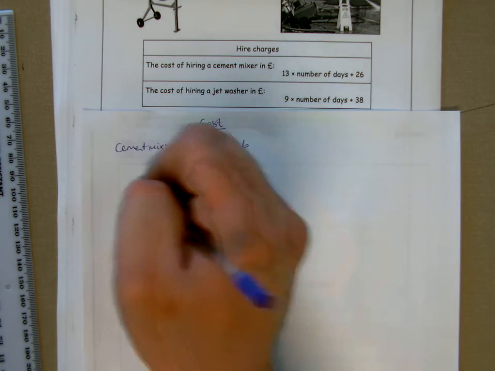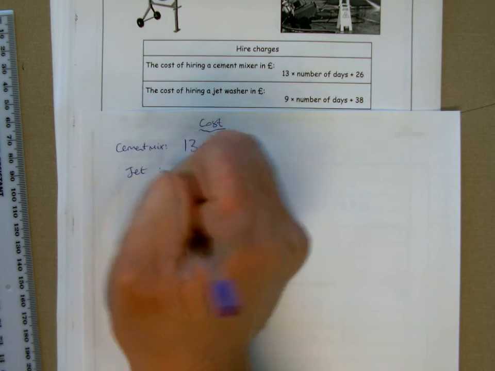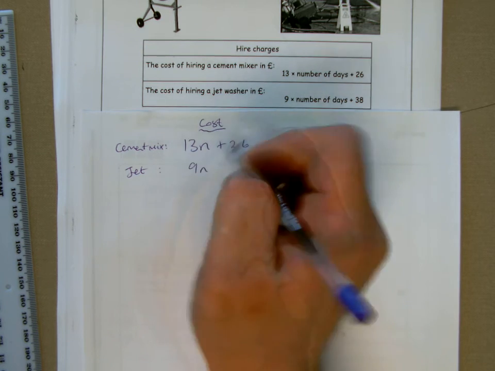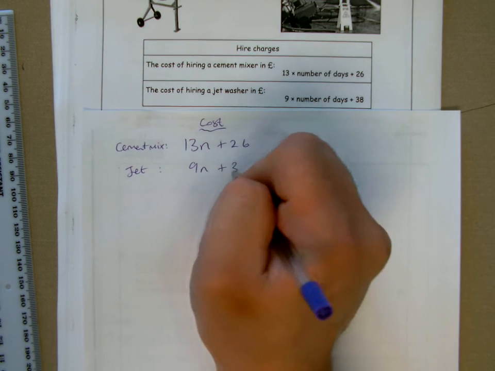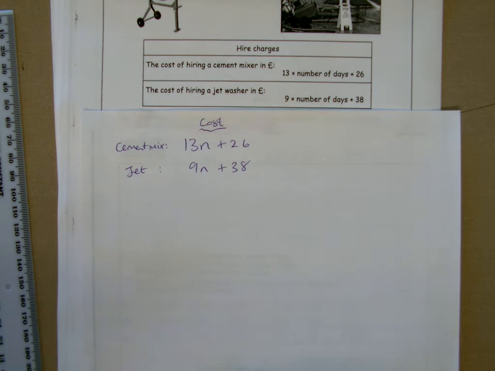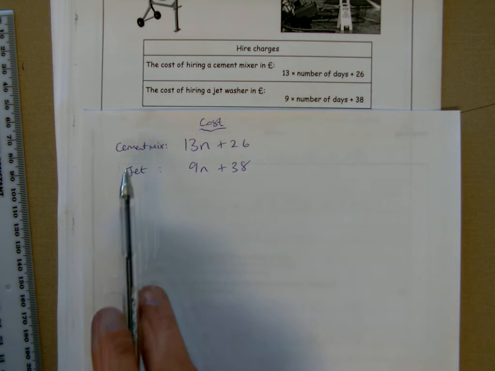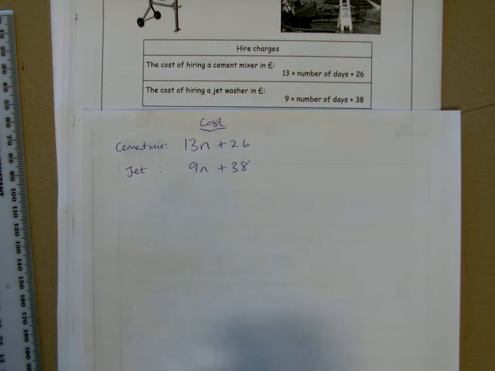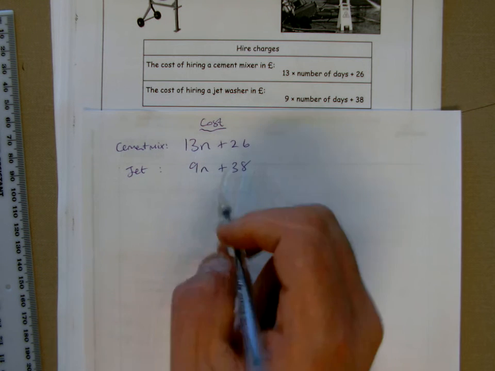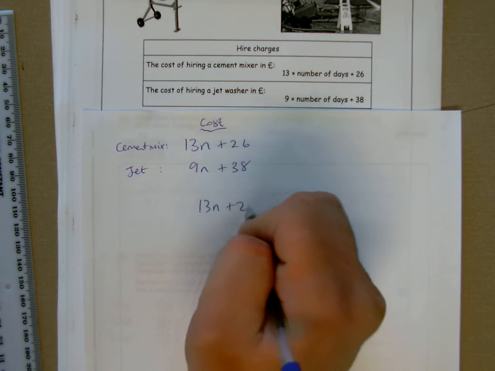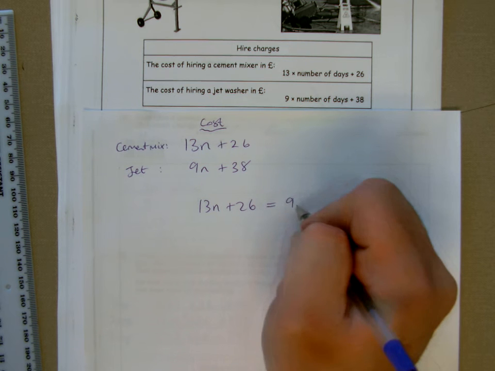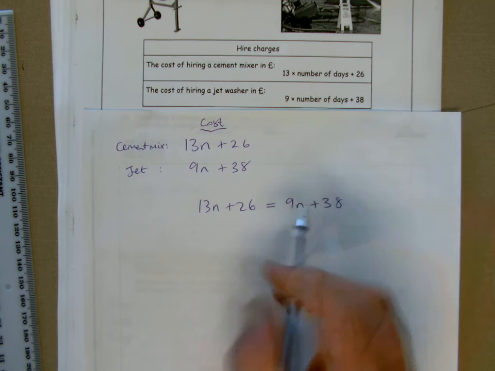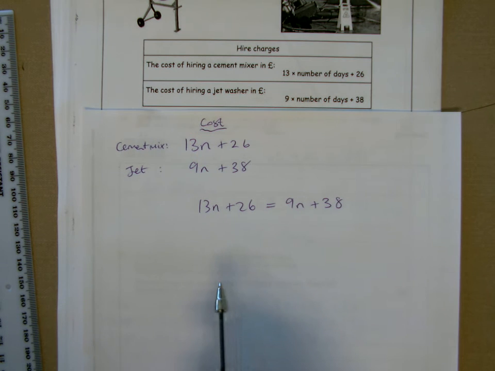If I did the same then for the jet washer, that would be 9 times n, 9n plus 38. Now, of course, in the question, it talked about them spending the same amount. So they spend the same on the cement mixer as they do on the jet washer. In other words, the costs are equal. So algebraically, we could say that this cost here, 13n plus 26, equals 9n plus 38. Costs are equal. And we've got a bit of algebra then to solve.